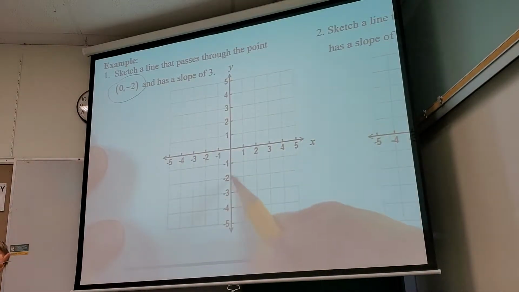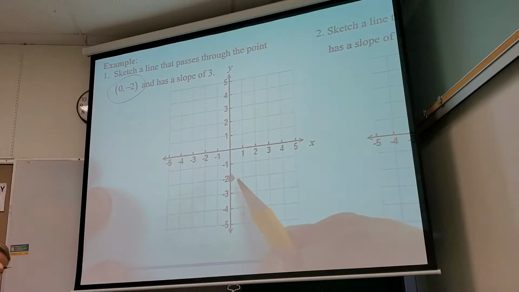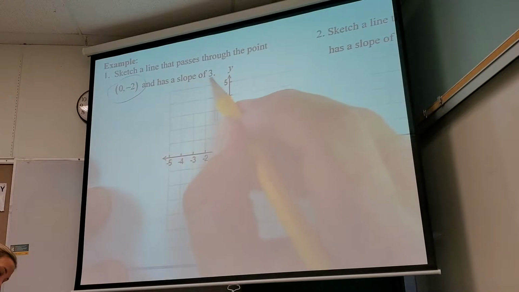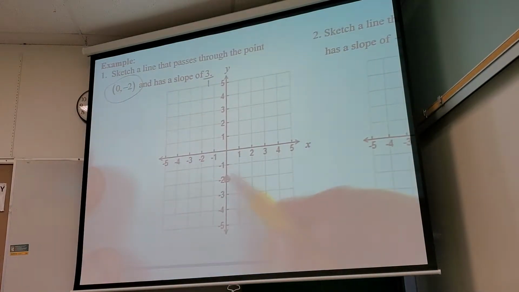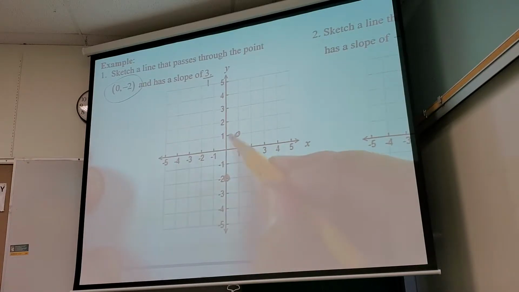Up 3 over 1. Good? Whenever you have a whole number slope, you want to put it over 1, because now what do I do from here? Up? It sounds good. Up how much? 3. Over 1. I gotta do up 3 again and over 1 again if I really follow it.